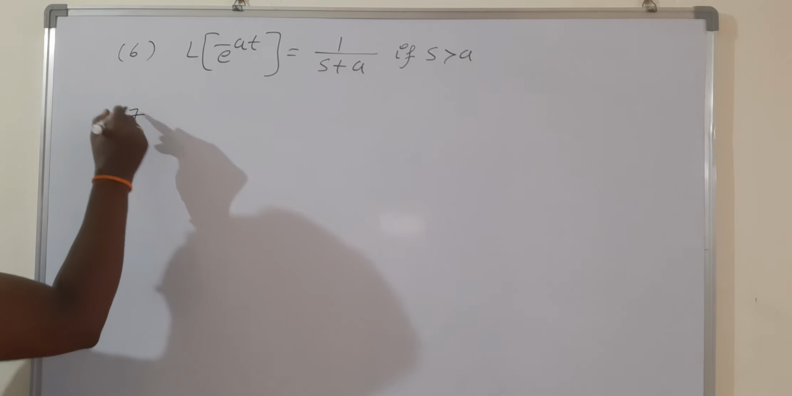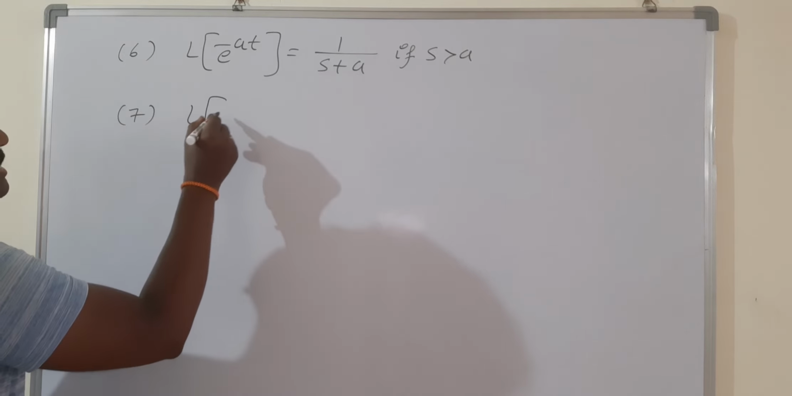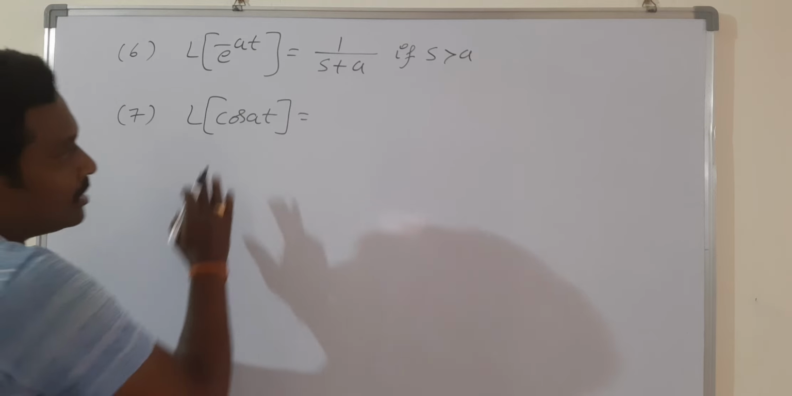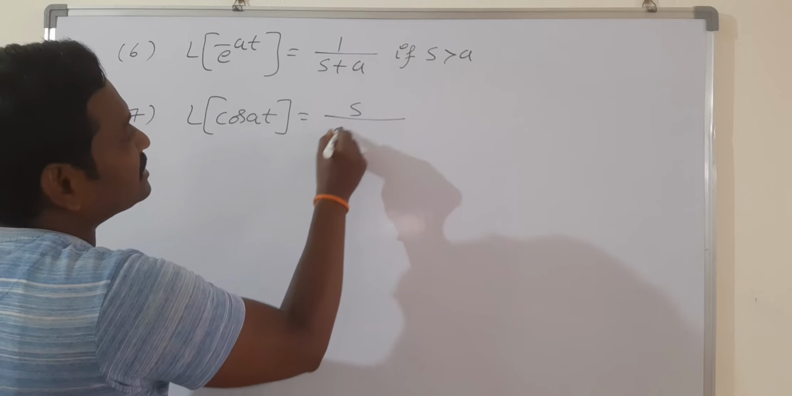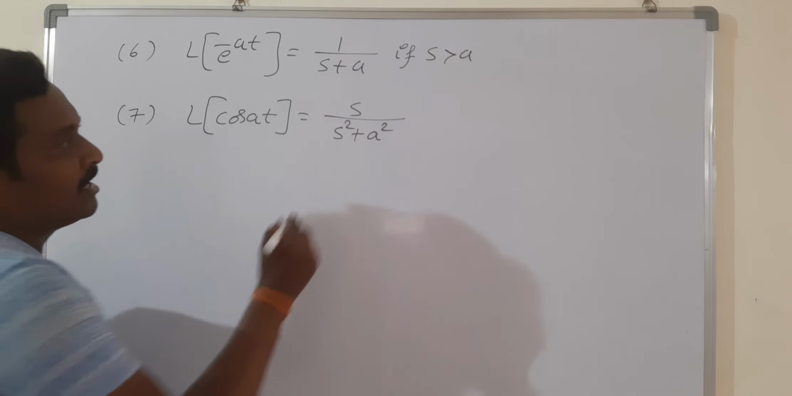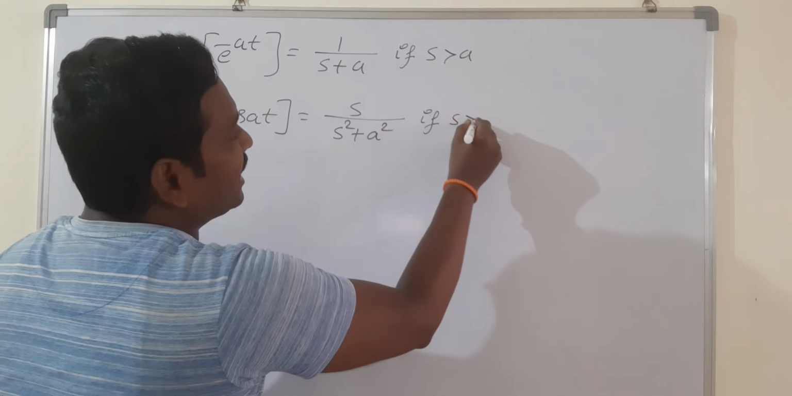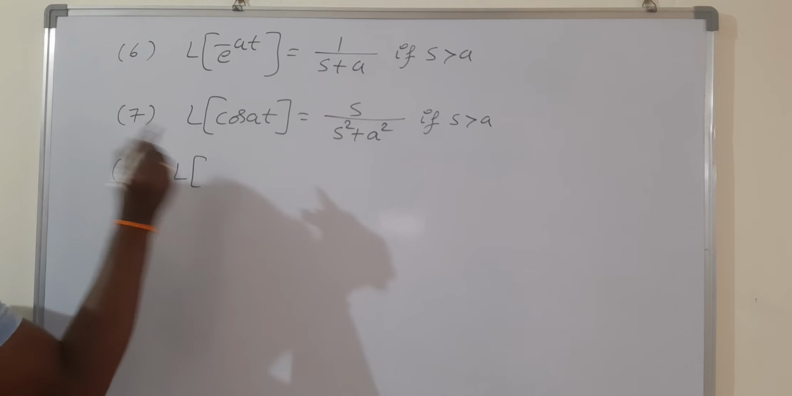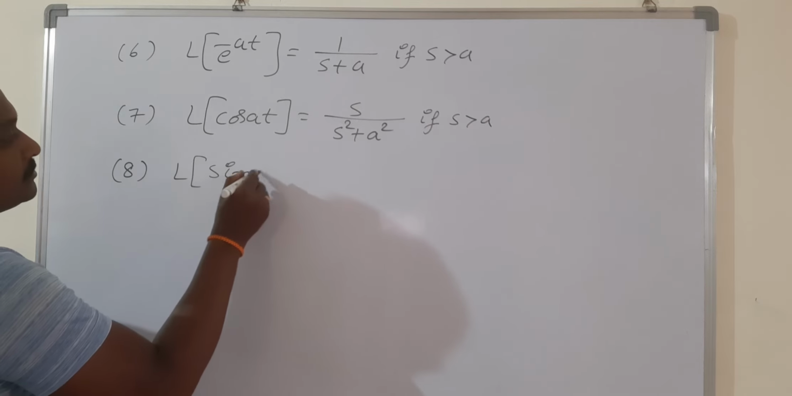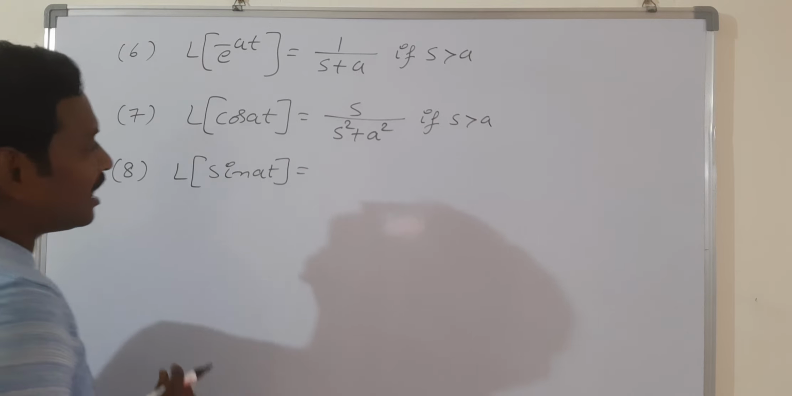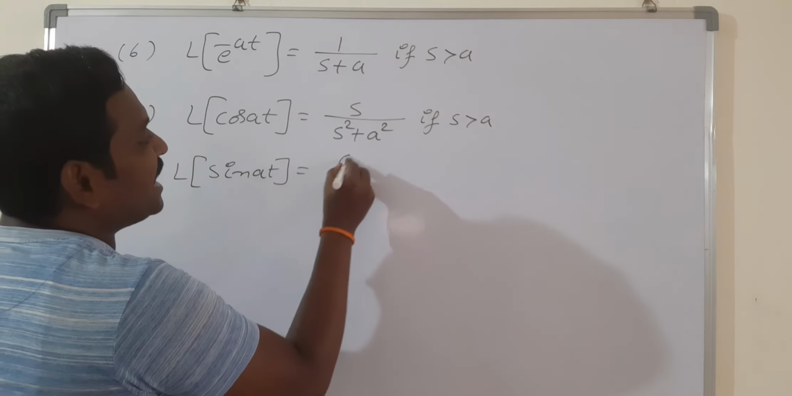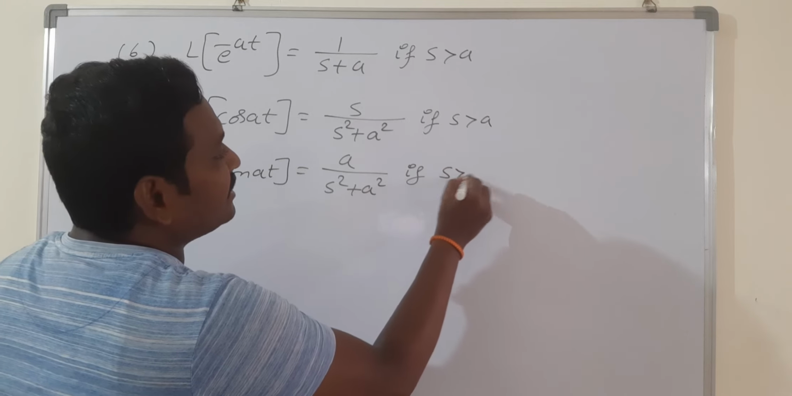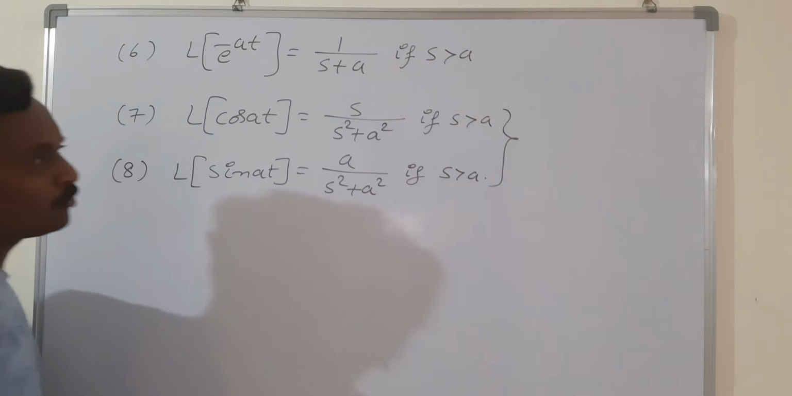Next one is Laplace transformation of cos at. L of cos at, very important one, this one also. L of cos at is equal to s by s square plus a square, and this formula is also valid only when s greater than a. And next one is L of sin at, which is a by s square plus a square, if s greater than a.